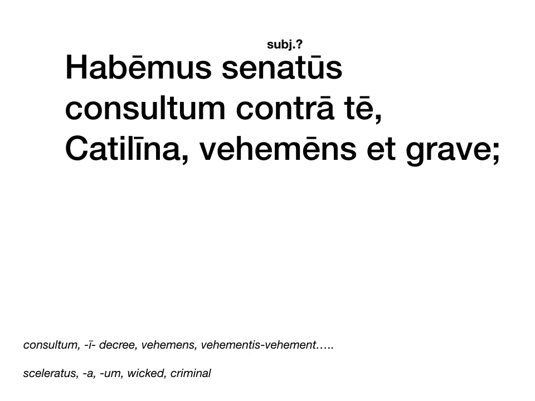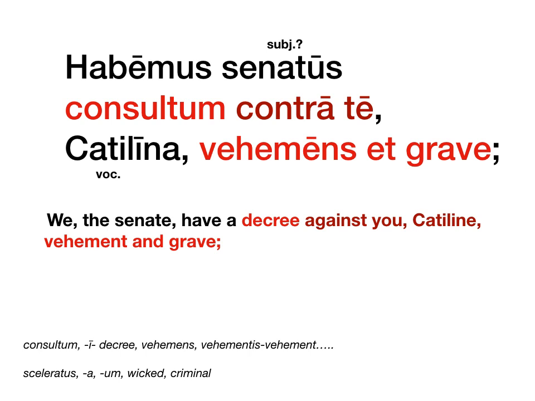All right, so it turns out that senatus would have to be the subject. It can't really be a direct object because it looks like consultum is going to be the direct object. And so, like I said, senatus is basically just an object complement to the we that we get from habemus being first person plural. So we, comma, the Senate, and then now I'm going to move on ahead with the rest of the translation, have a decree against you, Catiline, vehement and grave in nature.